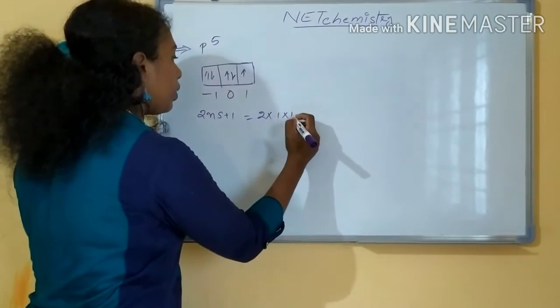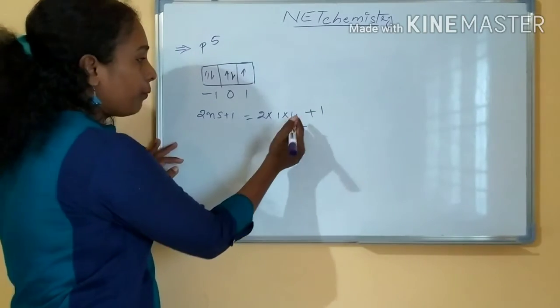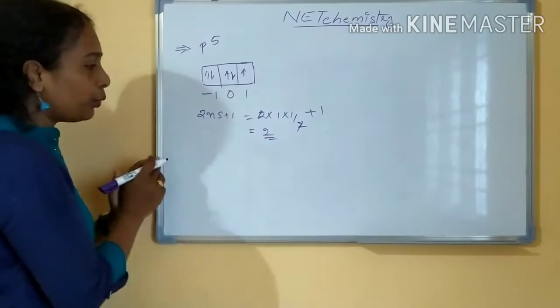Only one unpaired electron is there. It is having a spin of half, right? I have written half. So what is the value? You will be getting 2, right? 1 plus 1, 2 you are getting.